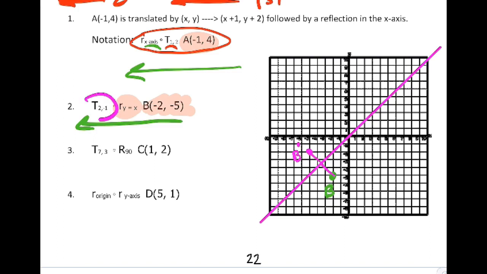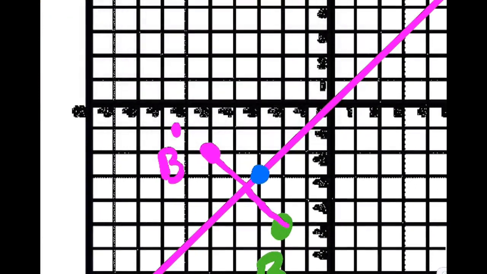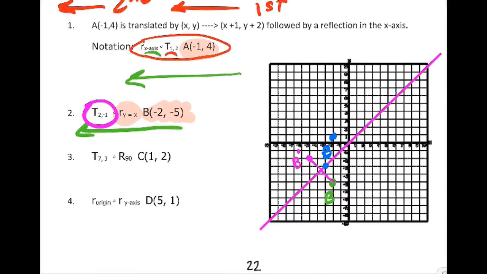So now I have B prime, and I just have to translate it over 2 and down 1, which ends up right on that line, but that's just a coincidence. B prime ends up at -3, -3.